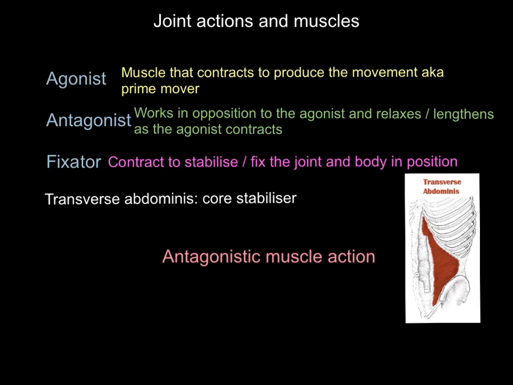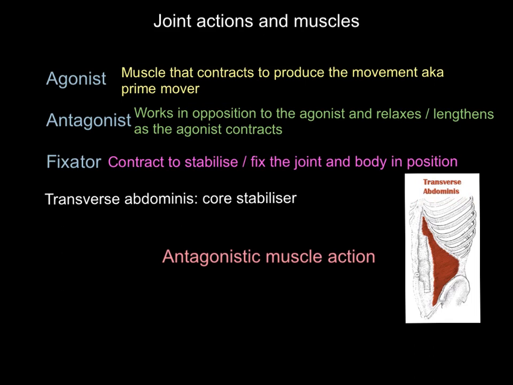Now, you might get questions on core stability of the spine, or how do you increase core stability, or what's a key fixator in the body. Transverse abdominis, this muscle here, is the key term there. That's the muscle that we associate with high levels of core stability, one of the big fixators of the body. But like I said, any muscle that is contracting to fix a body position is classified as a fixator during that action.